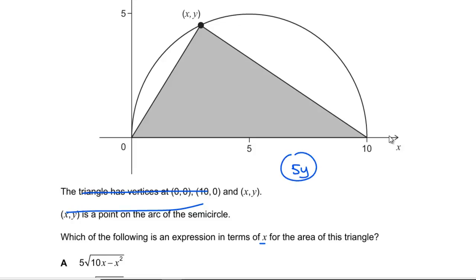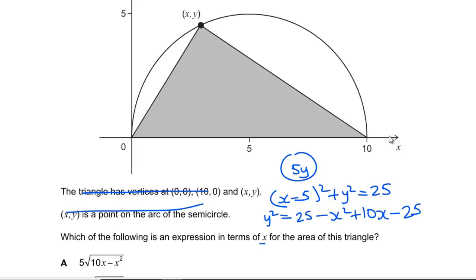We want that in terms of x. Well, we've got a semicircle, so we've got x minus 5 squared plus y squared is 25. So we've got the y squared is 25 minus x squared plus 10x minus 25. Get rid of those. So 5y is going to be 5 times the square root of 10x minus x squared. Actually, that's the answer that's already on the screen. So we've got another A.